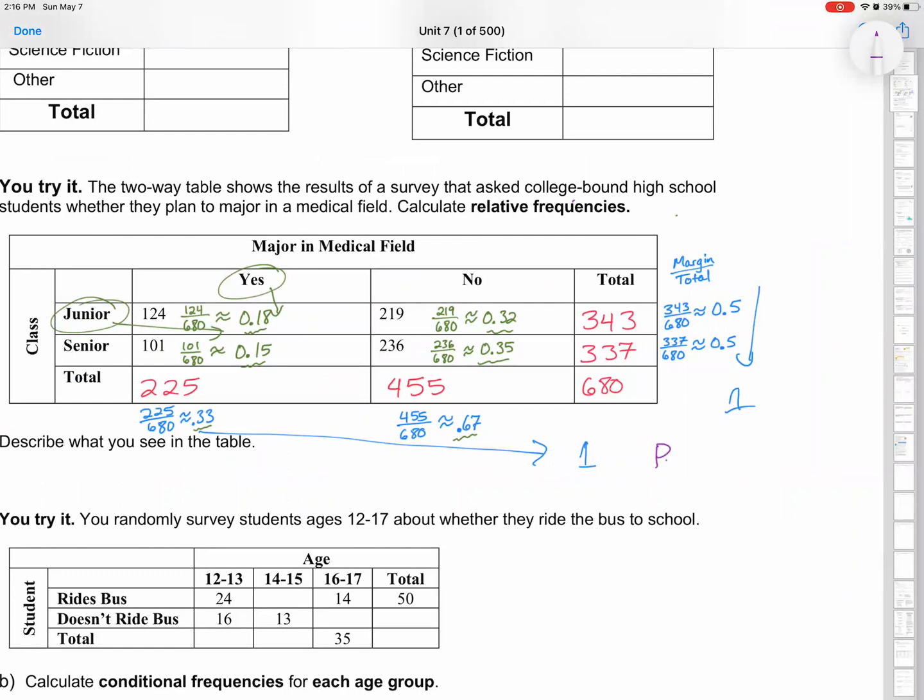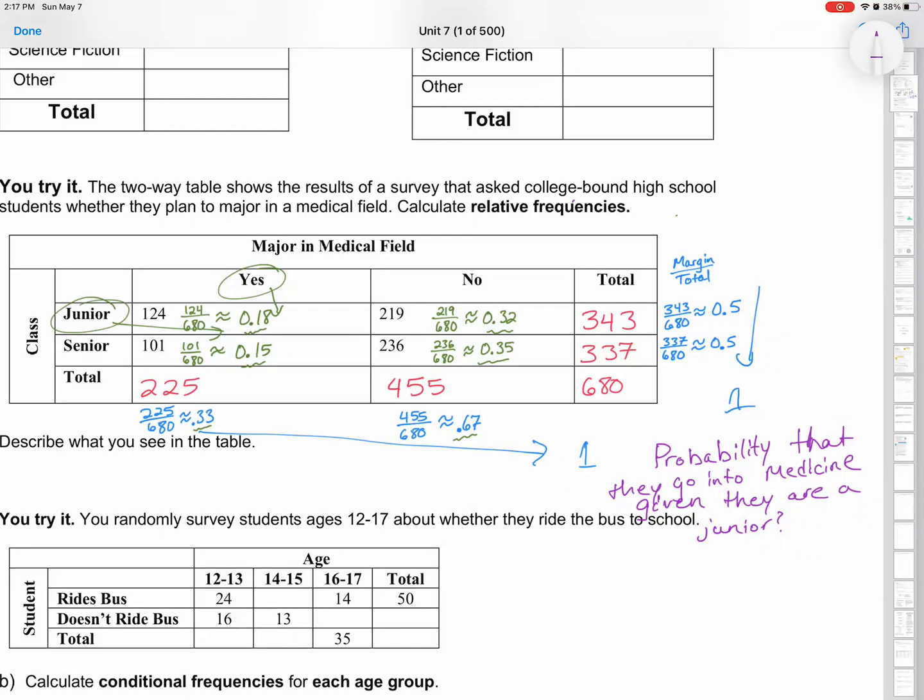What is the probability that they go into medicine given they are a junior? So what is the probability? I want you to pause, think about what is the probability that they go into medicine given that they are a junior? All right, let's go ahead and see it.